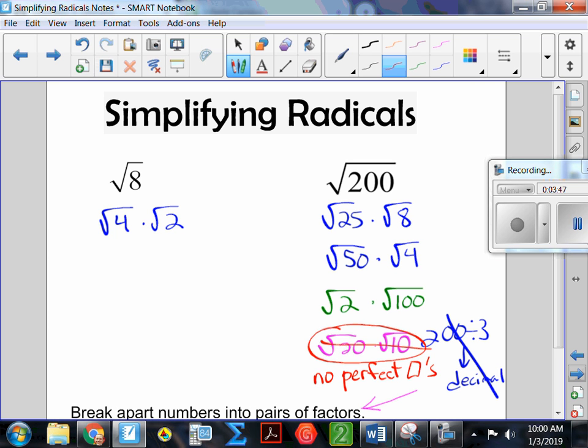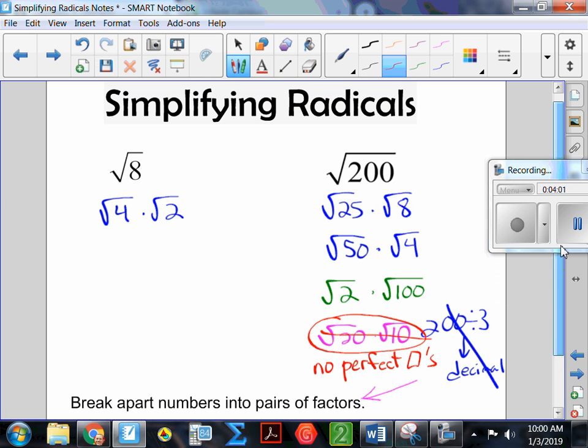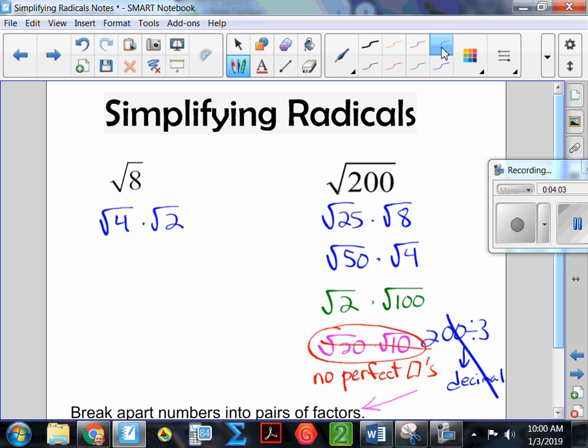The other three options all do have perfect squares. 25 is a perfect square for the top, 4 is a perfect square for the middle, and the bottom one is 2 and square root of 100. So the 100 is a perfect square. And you can simplify the perfect square factors. So if I go back to my problem on the left, the square root of 8 becomes square root of 4 times square root of 2. The square root of 4 simplifies to just the number 2.